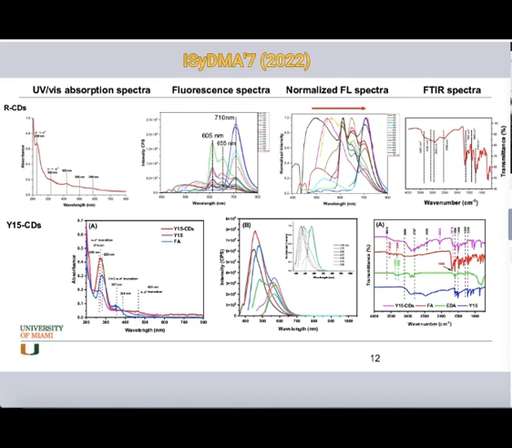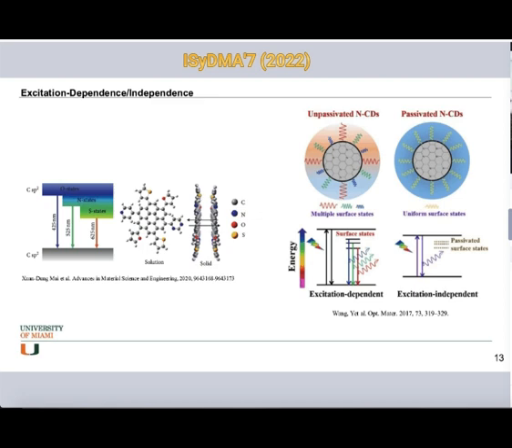And again, for the fluorescence, normalized fluorescence in the inset, we can see that there is emission that depends on the excitation wavelength. And we're able to characterize the functionality on the surface. So on the next slide, we have the reason why in one case, on the right side, it is excitation dependent, and in the other one excitation independent.